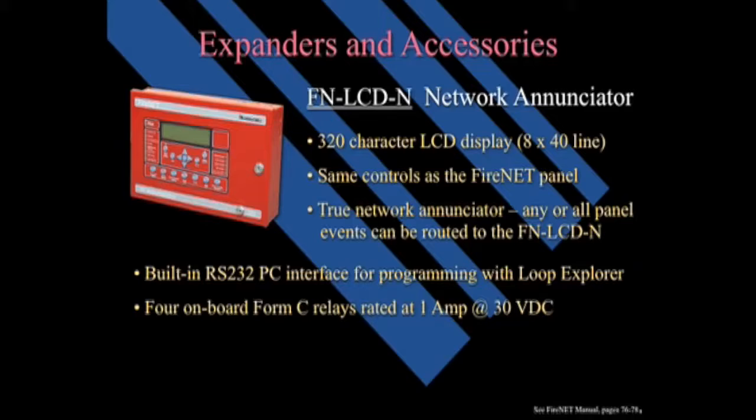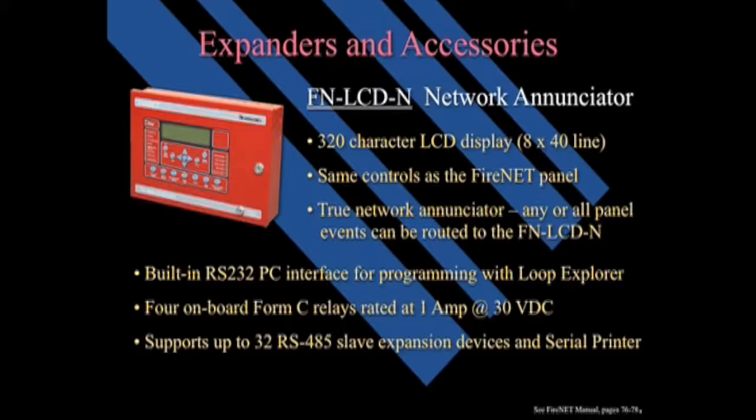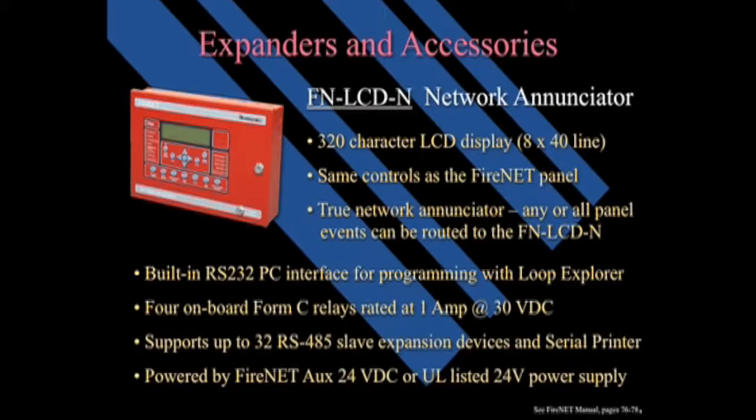It has 4 onboard programmable Form C relays, each rated at 1 amp at 30 volts DC. It has its own RS-45 slave line for supporting up to 32 expansion devices. The network annunciator may be powered from the FireNet panel or remotely with a 24-volt supply.